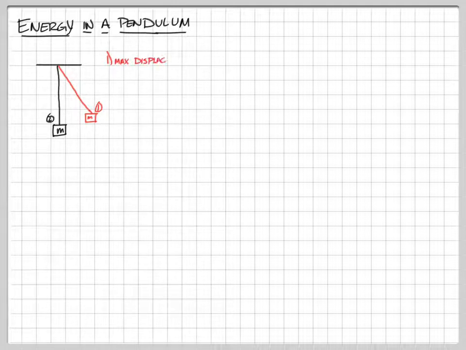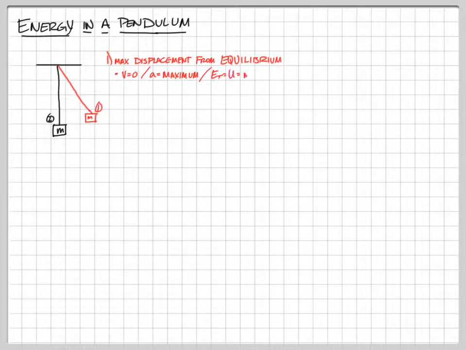At spot 1, we have our maximum displacement from equilibrium, which means at spot number 1, our velocity is 0. We have maximum acceleration, and we have total energy equal to potential energy. And at this point, that's gravitational potential energy, mgh, where h is that height right there, how much higher point 1 is from point 2.